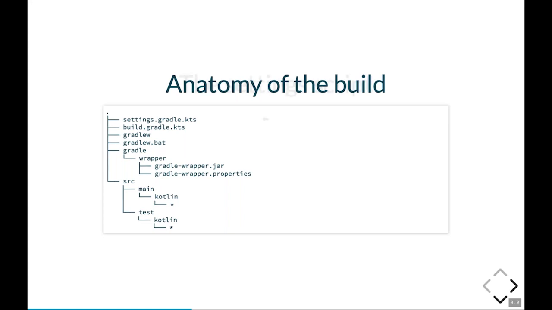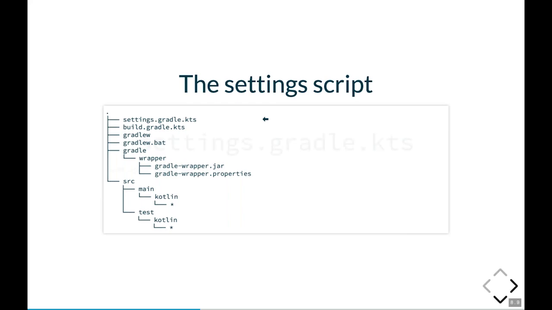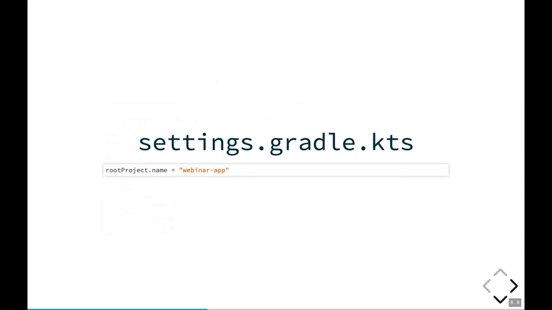And the first file we see is the settings script. The settings script controls the settings for the whole build. And the most common thing you control there is the project structure. Here we have only one project, and we just set its name, and that's it. There are other global build configurations you can do in a settings script, like configuring the build cache, configuring how build plugins are resolved, etc.